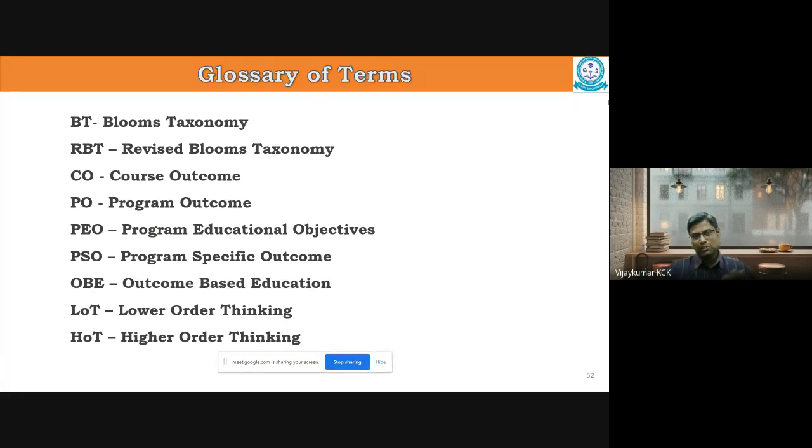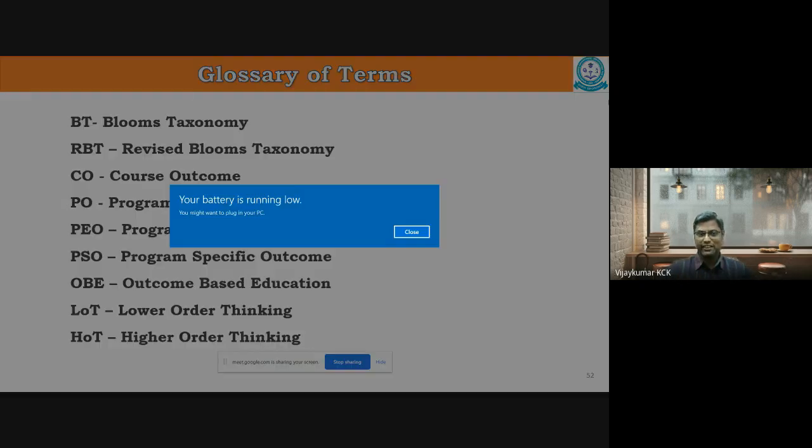So in this presentation, I talked about Bloom's taxonomy levels and the revised Bloom's taxonomy. Of course, I have touched on course outcomes, program educational objectives, program specific outcomes, and outcome-based education. Top notch is that. Then lower order thinking skills, as well as higher order thinking skills.